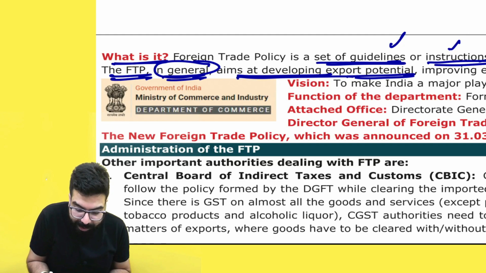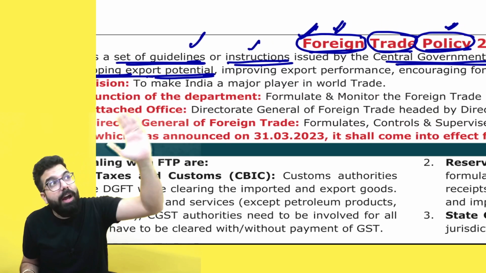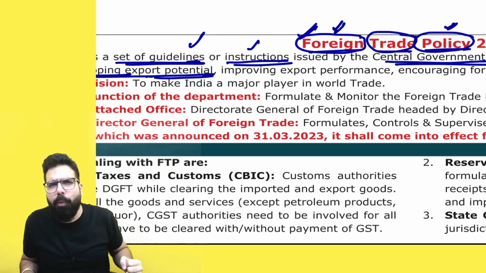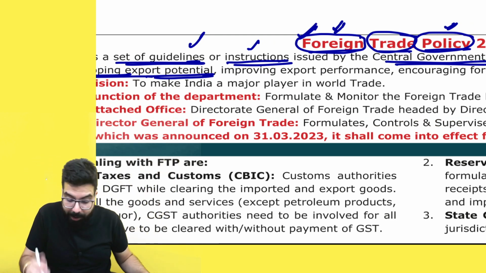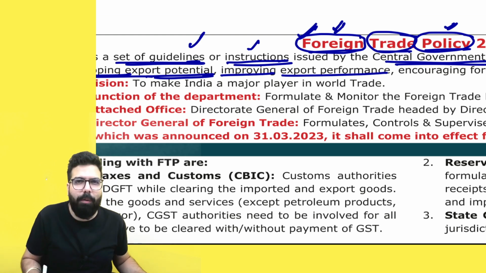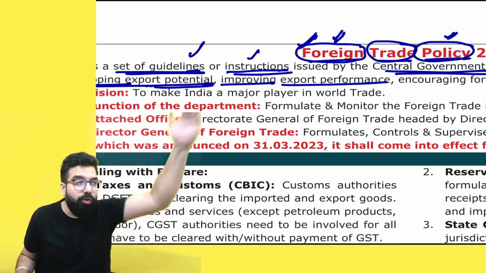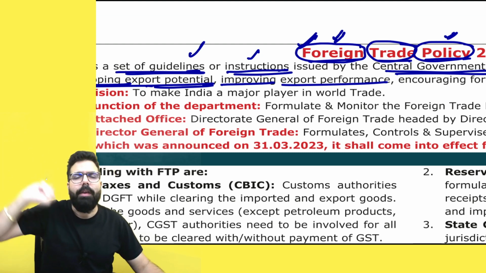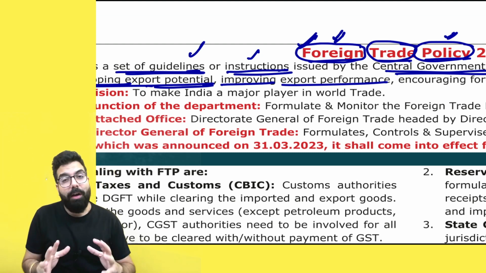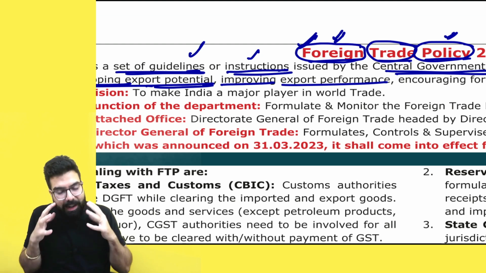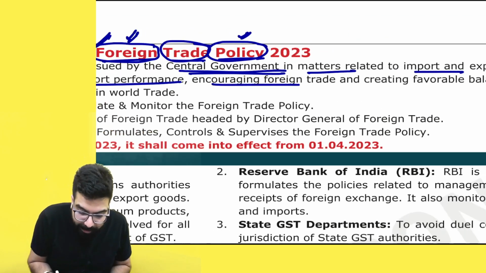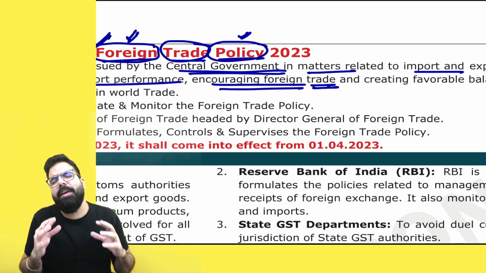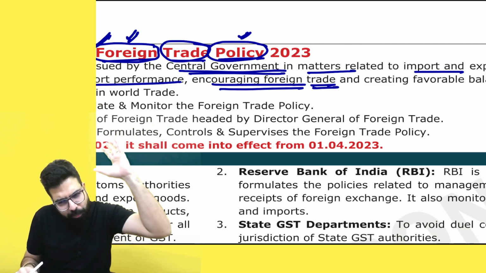The FTP in general aims at developing export potential. Where are the export markets, where can we export, how can we earn more foreign currency. That is the main aim over here. Improving export performance. What do you mean by export performance? Our exports should be more, imports should be less, means our reliance on outside countries should be less, outside countries should rely on us, Make in India should be promoted. Then encouraging foreign trade, so that we export more and more.